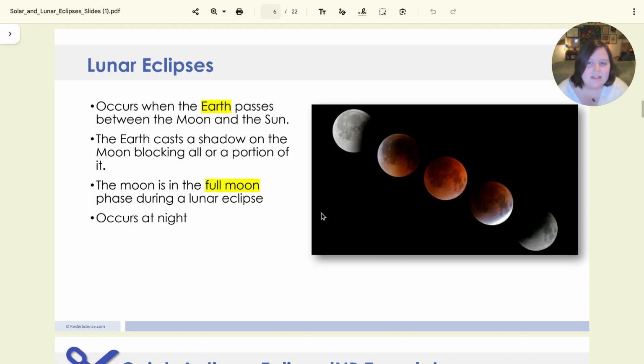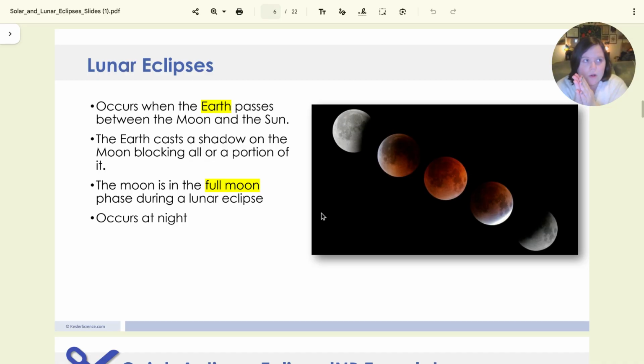In a lunar eclipse, the earth is in the middle, between the moon and the sun, and the earth is casting a shadow onto the moon, blocking it out. This only happens when the moon is in a full moon phase. Why? Because that's the only time the earth can come in the middle and block it. Right? So that should be easy to remember if you're thinking about how these happen in your head.